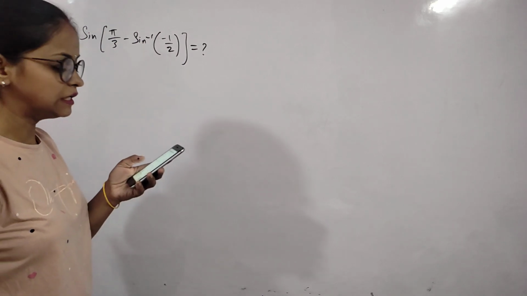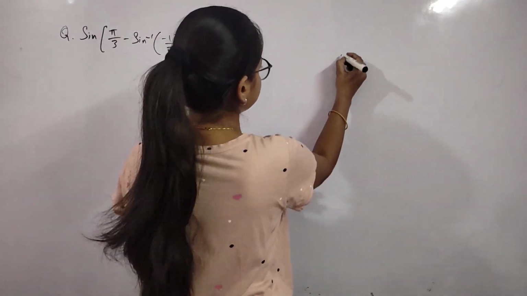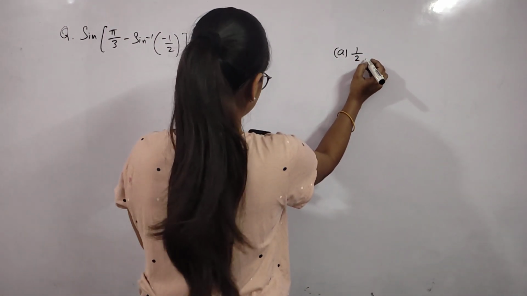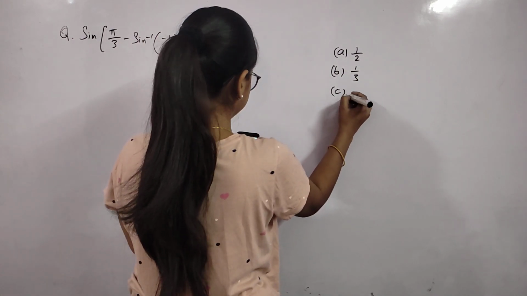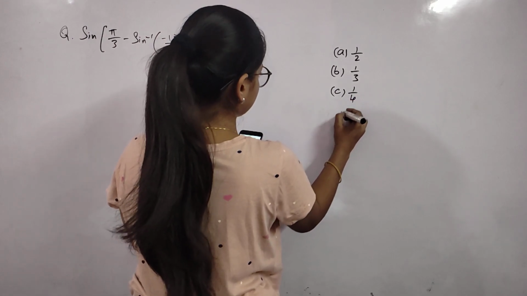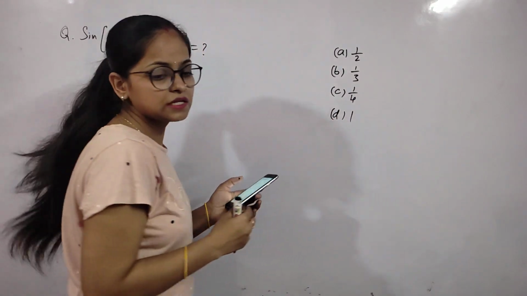We have to find out this value, and the given options are 1 by 2, 1 by 3, 1 by 4 and 1. So these are the given options.